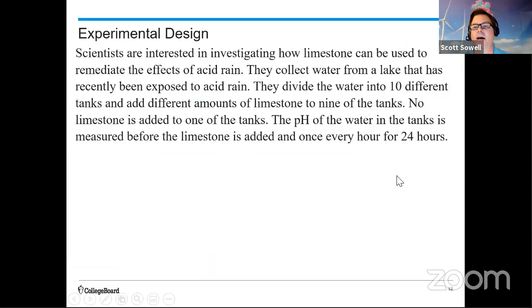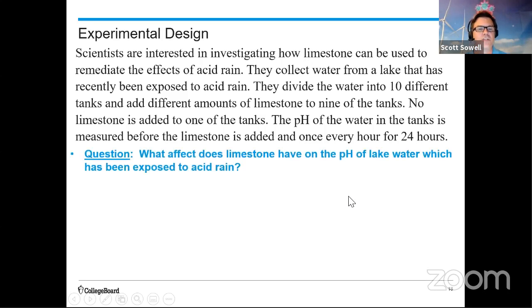So let's just look at another experimental design question, and some of you may find this familiar from a few days ago. It says, scientists are interested in investigating how limestone can be used to remediate the effects of acid rain. They collect water from a lake that has been recently exposed to acid rain. They divide the water into 10 different tanks and add different amounts of limestone to 9 of the tanks. One of the tanks, they don't put any limestone in it. The pH of the water in the tanks is measured before the limestone is added and once every hour for 24 hours. So first thing we can do is just identify some basic things like variables.